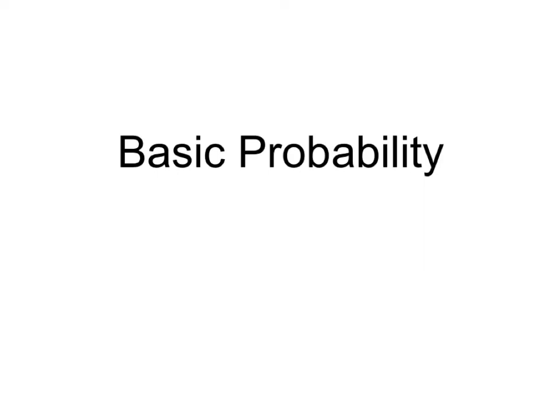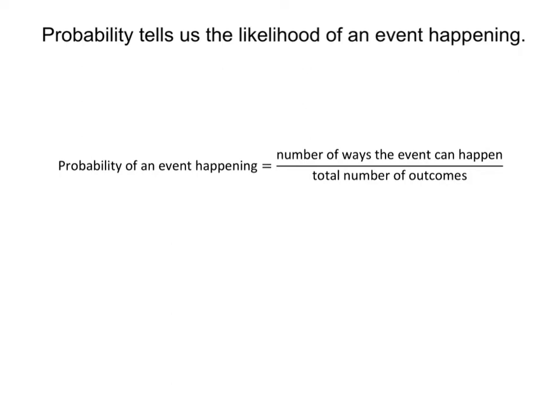In this video, we're going to talk about basic probability. The basic definition of probability is this: probability tells us the likelihood of an event happening. And this is the formal way to describe how to find the probability.